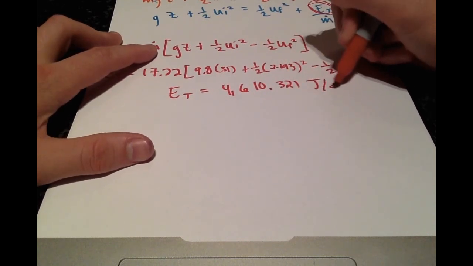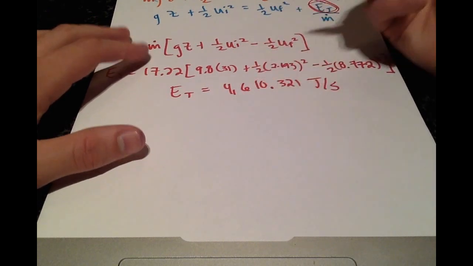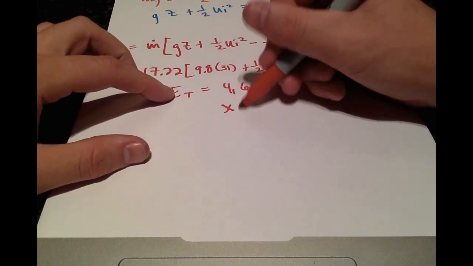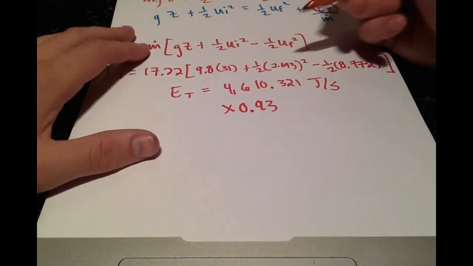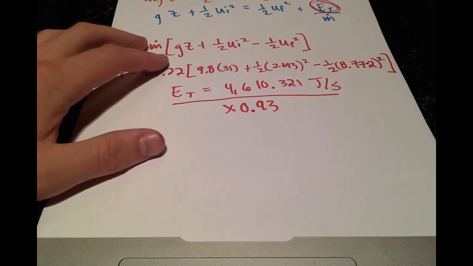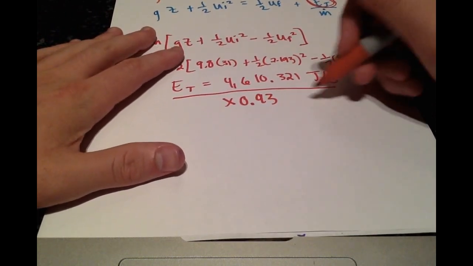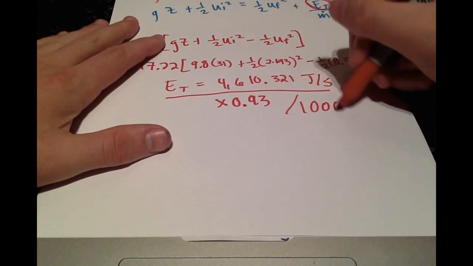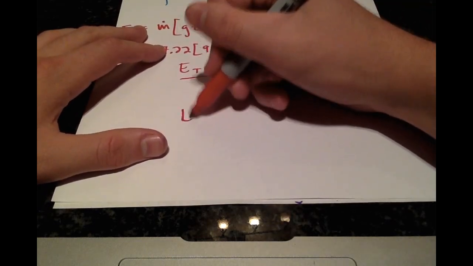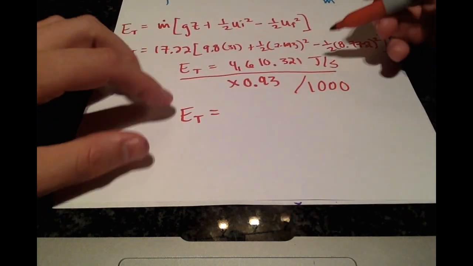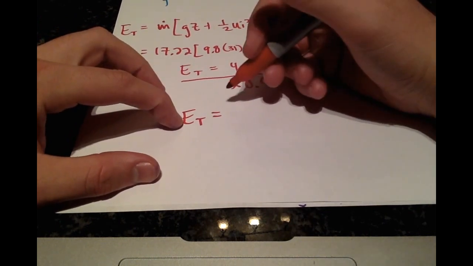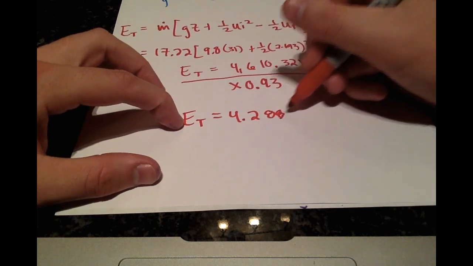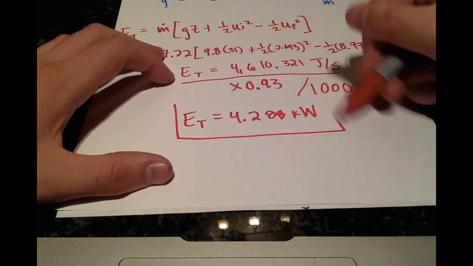4,610.321 joules per second. But we have to factor in the 93% efficiency, so we're only going to get 0.93 of the original calculation. And we also want this in kilowatts, so we're going to multiply by the 0.93, and then we're also going to do the division of 1,000, and then we'll get our final answer for the power output of the turbine generator system is 4.288 kilowatts.